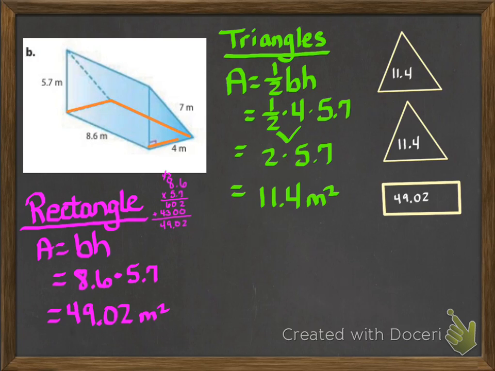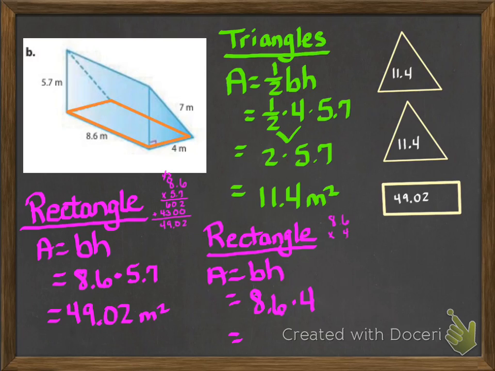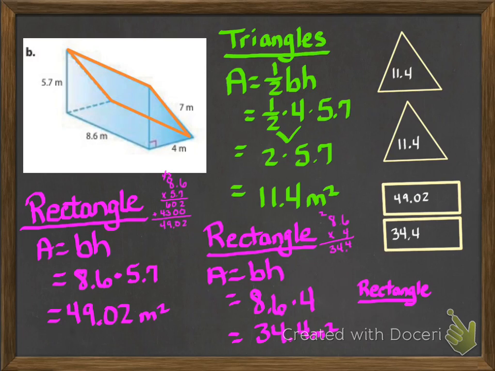Now I'm going to go on to my next rectangle. I'm talking about the one that's on the bottom. Notice what I plugged in, 8 6/10 times 4, and I got a total of 34 4/10 meters squared. So I drew my second rectangle, and I wrote in there 34 4/10 meters squared. And now I have to do my final rectangle. You can see that I labeled it rectangle, plugged in my 8 6/10 times 7, and multiplied that out.